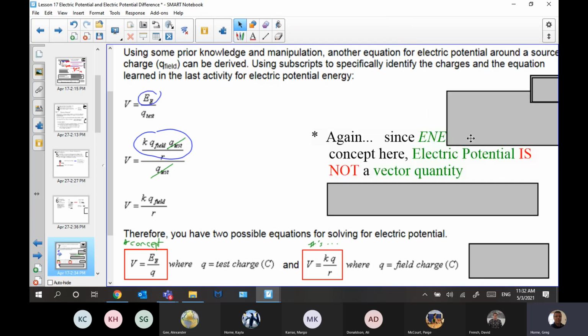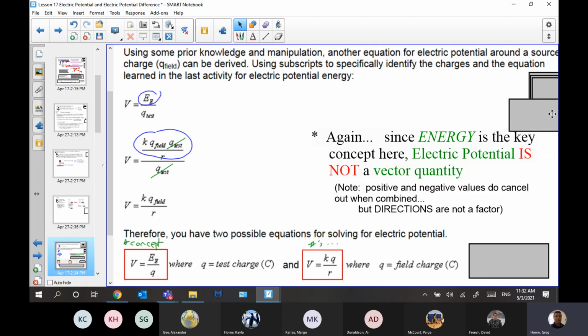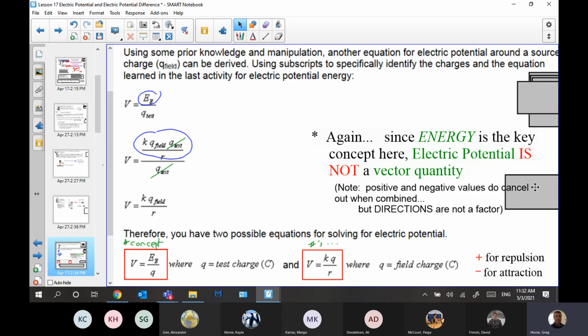All right, so again, since energy is a scalar concept, not a vector quantity, our positives and negatives are going to add appropriately, but we're never going to have to worry about the component of the potential and so on. They're not vectors, they're scalars. Okay, so you're still going to have positive for repulsion and negative for attraction as usual, because a plus and a plus means repulsion. A minus and a minus means repulsion.